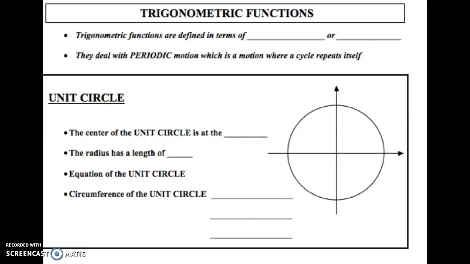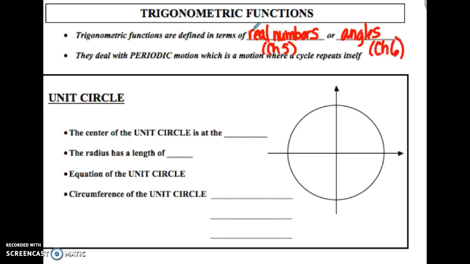This is Pre-Calculus, Section 5.1, Day 1 on the unit circle. We're going to begin talking about trigonometric functions. Trigonometric functions are defined in two ways, either in terms of real numbers, which is how we will be discussing them in Chapter 5, or they can be defined in terms of angles. And that's how we will be talking about them in Chapter 6.